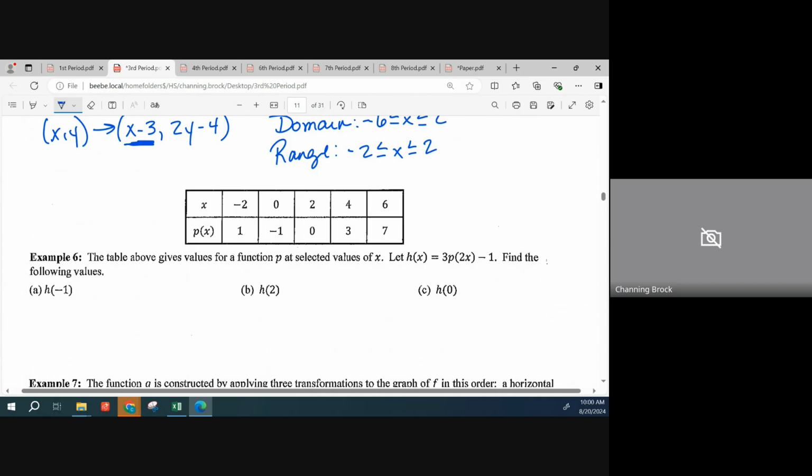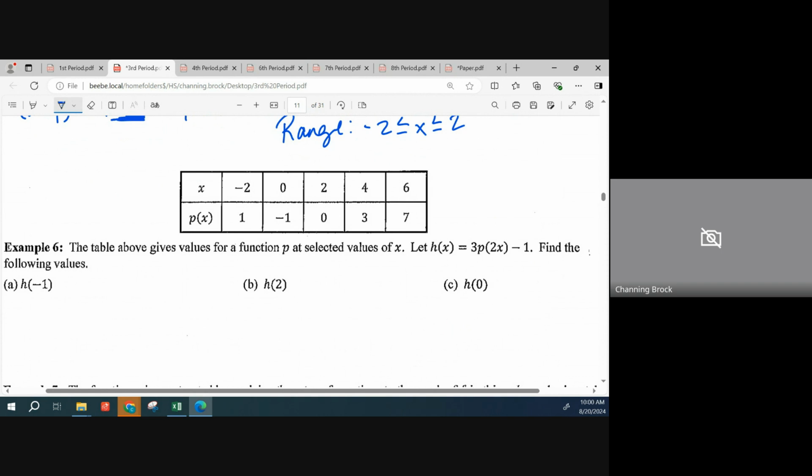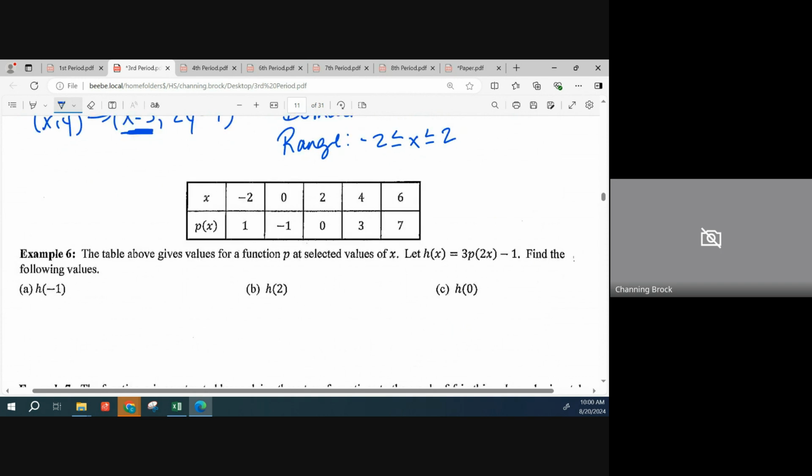Okay, here's where things get a little weird. And this is why at the very beginning of the lesson, I told you I need you to really pay attention to which is which and what's happening. Okay, so we got a table of values here. We've got the x values, and then the y values for p of x. So it says the table above gives the values for a function p at selected values of x. And then it says let h of x equal 3 times p of 2x minus 1.